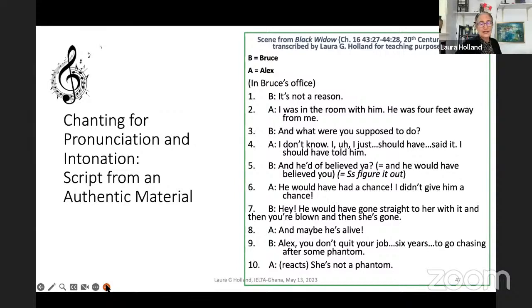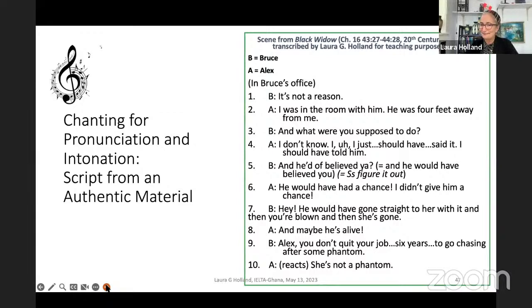Okay, so Bruce says, it's not a reason. I was in the room with him. He was 4 feet away from me. And what were you supposed to do? I don't know. I just should have said it. I should have told him. And he'd have believed you, which means he would have believed you. He would have had a chance. I didn't give him a chance. Hey, he would have gone straight to her with it, and then you're blown, and then she's gone. And maybe he's alive. Alex, you don't quit your job. 6 years to go chasing after some phantom.